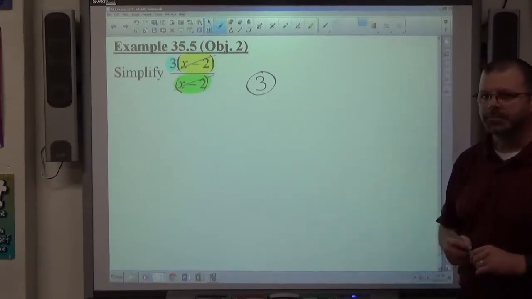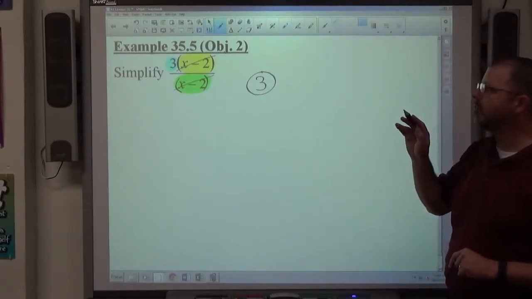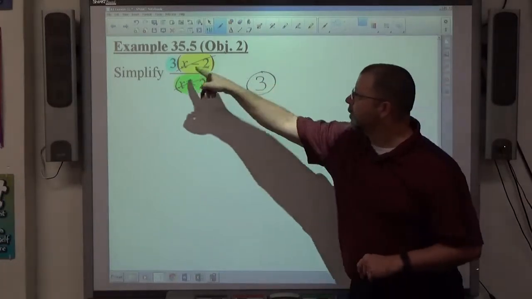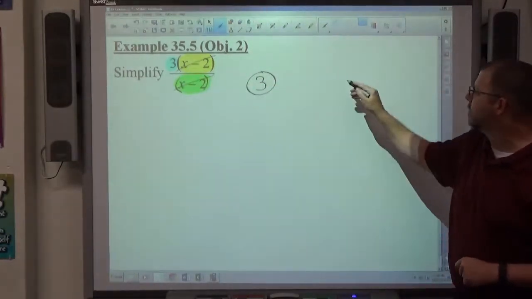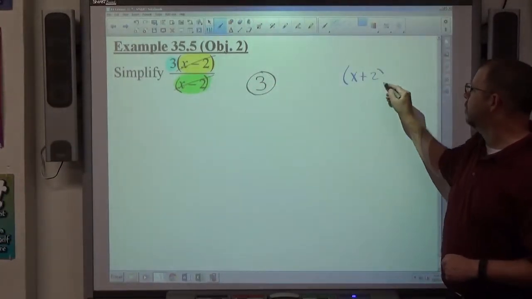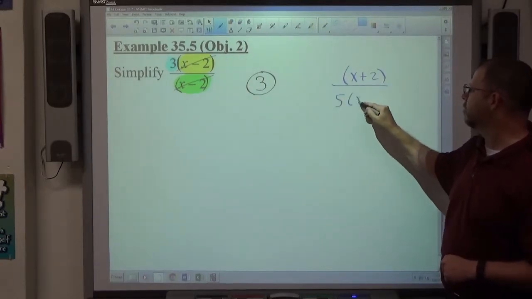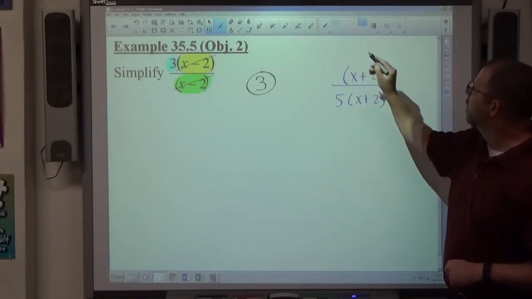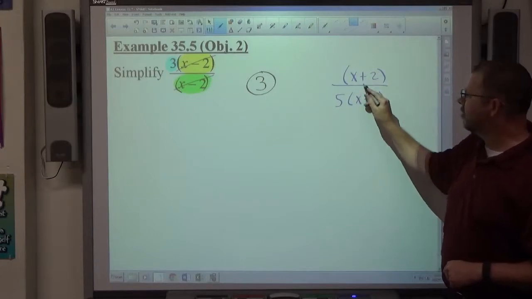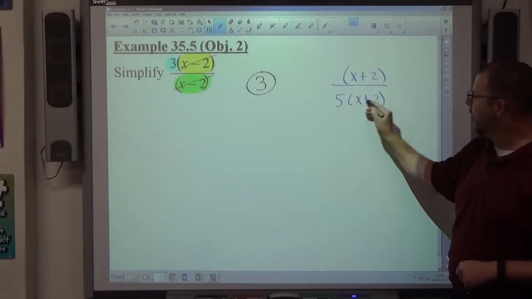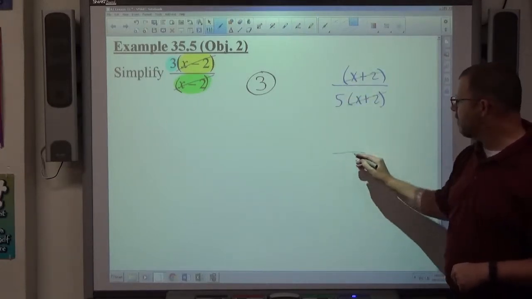All right. Now, one thing I want to mention to you though, the answer is 3 because 3 is on top. Suppose it looks like this. X plus 2 over 5 times x plus 2. All right? This matches this, right? This is factored, so that cancels that. So the 5 is actually on the bottom.